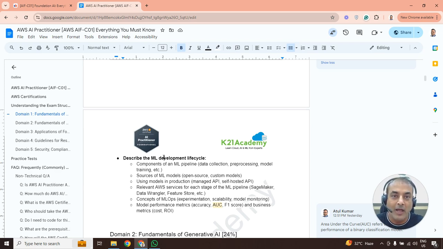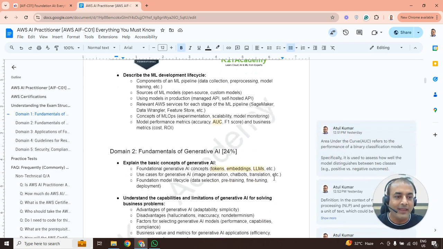Also, there is model performance. How do you measure the performance of models, which is model performance metrics like accuracy, F1 score, business metrics like cost of that whole solution, including return on investment, and also AUC, which is nothing but area under the curve.